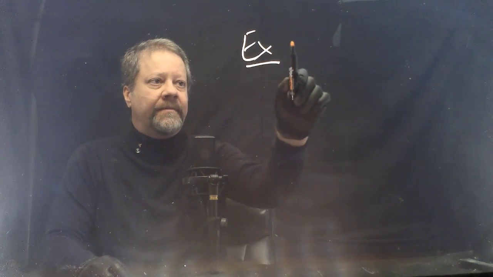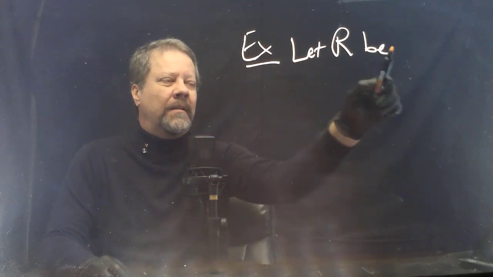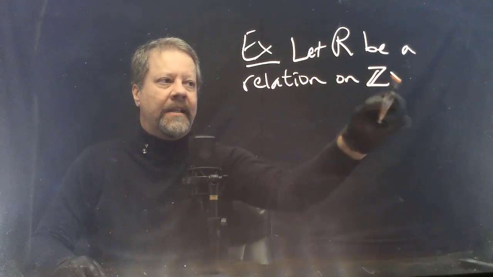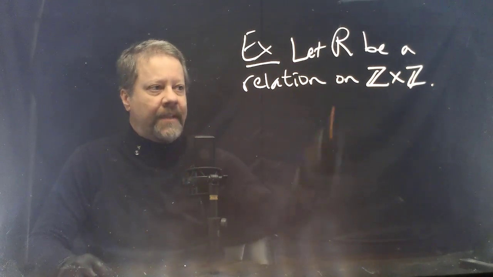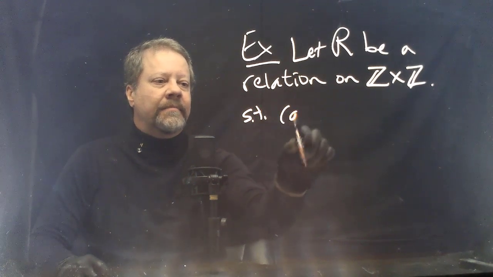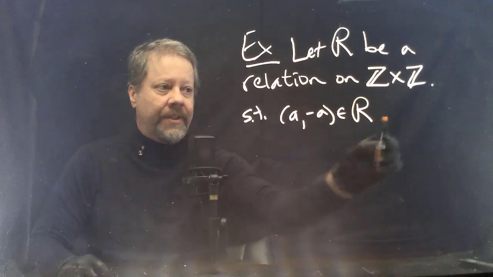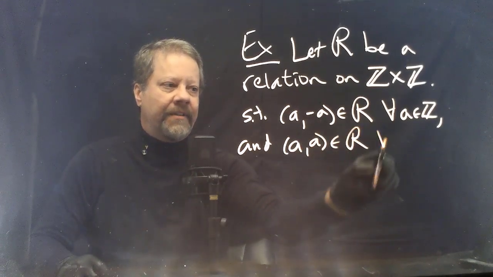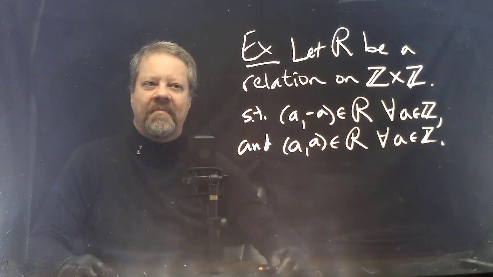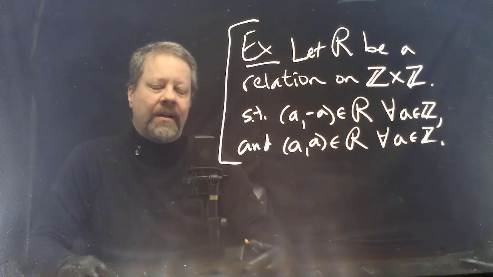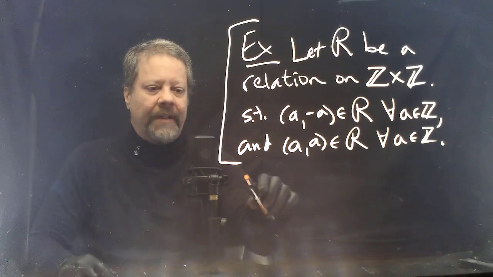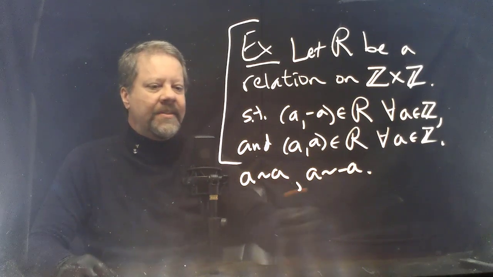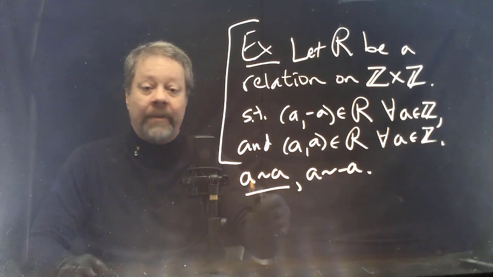I'm going to define a relation on Z cross Z. So it'll be a collection of subsets of Z cross Z such that (A, A) is in the relation for all A in Z, and also (A, minus A) is in the relation for all A in Z. My question is, does this constitute an equivalence relation? First, let me note that we're saying here that A is equivalent to A, and also A is equivalent to minus A. Is this an equivalence relation? Well, this gives us that it's reflexive.